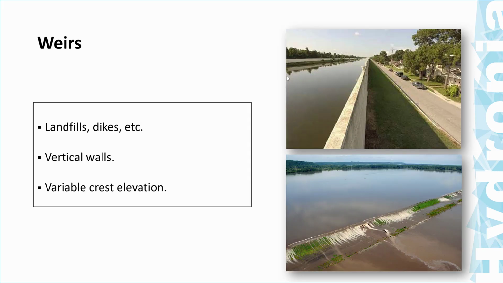Now, the model can also handle weirs, and the weirs can be vertical walls or embankments. They can be overtopped, and the model computes the flow over the top of the weirs. They can vary in crest elevation. So if you have a survey of the weir crest, the model can use that to represent how the crest elevation of the weir changes along its structure.